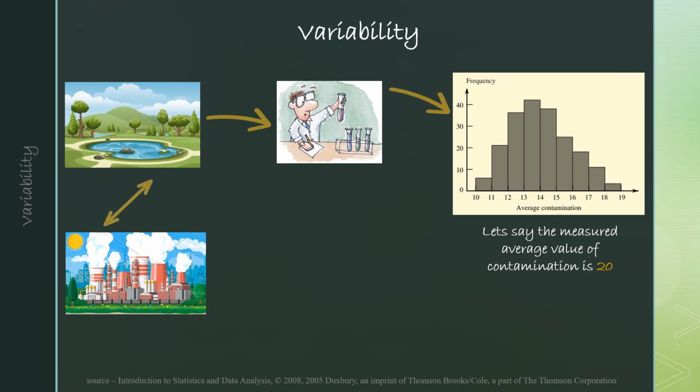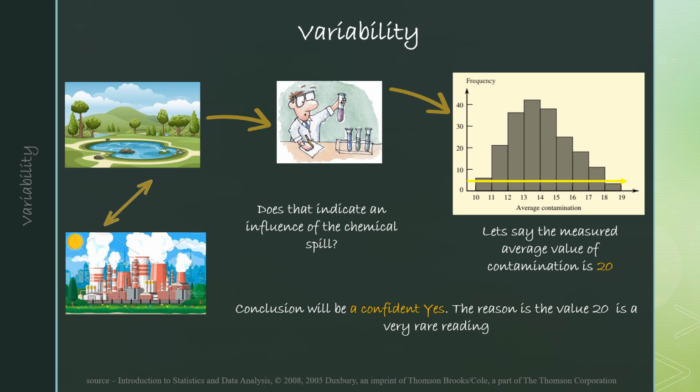Let's say the measured average value of the contamination is 20. Does that indicate an influence of the chemical spill? Conclusion will be a confident yes. The reason is the value 20 is a very rare reading given the variability of the contamination values.